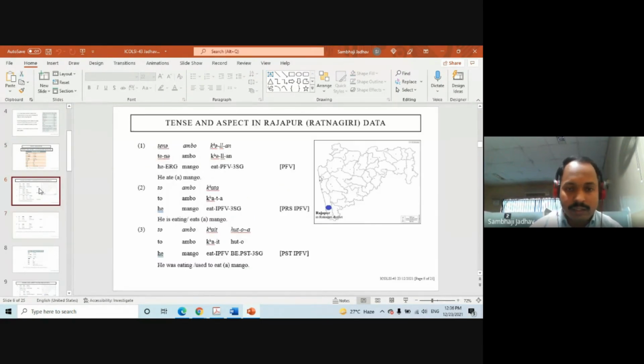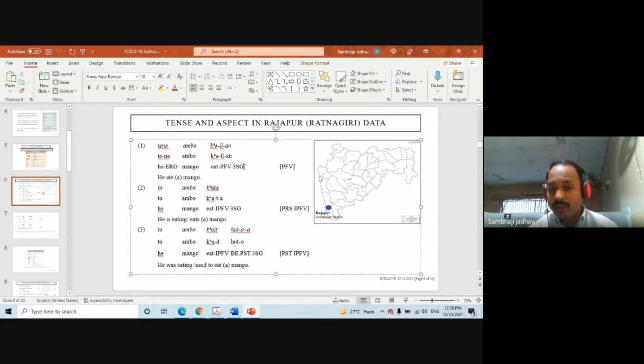Let's say this is the Rajapur variety, where you can see this is just a third person singular. The distinction of masculine, feminine, neuter, which exists in standard Marathi, is not created here. So in whatever aspect we look at, perfective or imperfective, similar marking will be there, and the gender distinctions are redundant.